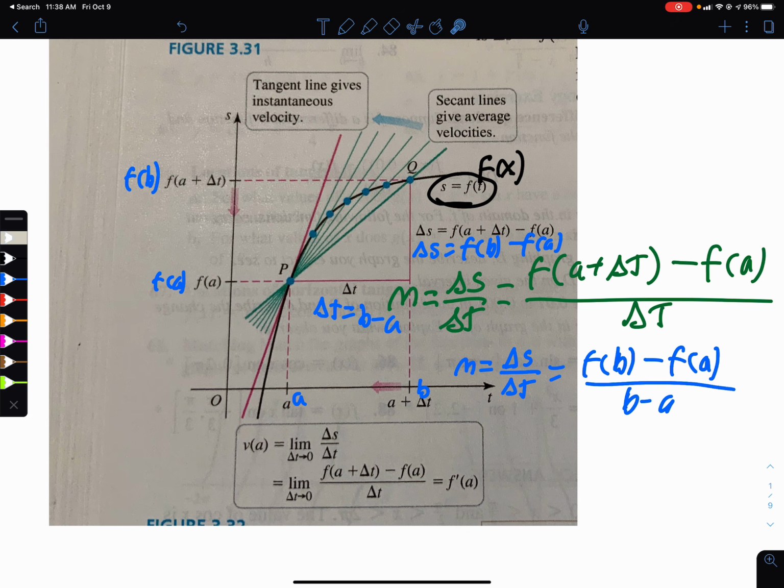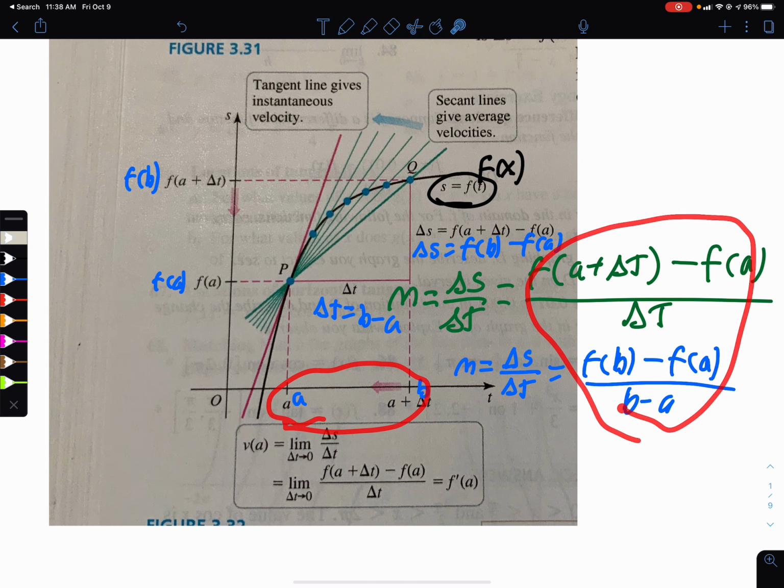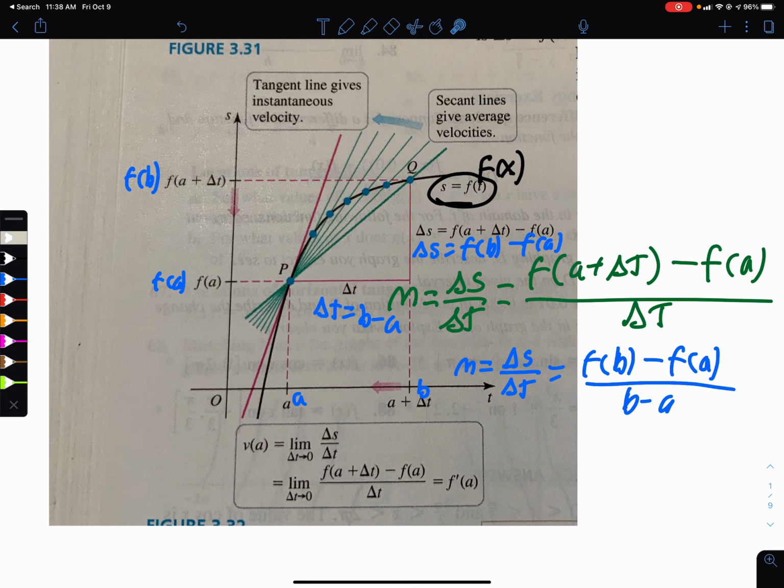The only difference is instead of A and B, we've defined this distance to be the change in time delta t. So we're going to get A and A plus delta t. That just changes the labeling. So both these formulas are exactly the same. Average rate of change is the change in the position over change in time over a large period of time from A to A plus delta t. So these give you the average velocity. Now we did this in 3.1, the definition of the derivative, but now we're doing it very specifically for velocities. We actually did that in 3.1 also.